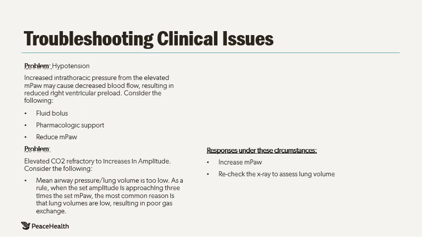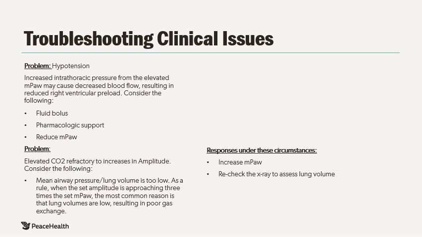Our next issue is hypotension. So increased intrathoracic pressure from an elevated mean airway pressure may cause decreased blood flow, resulting in reduced right ventricular preload. So we might consider giving a fluid bolus. We might consider pharmacological support, or even just reducing our pressure.